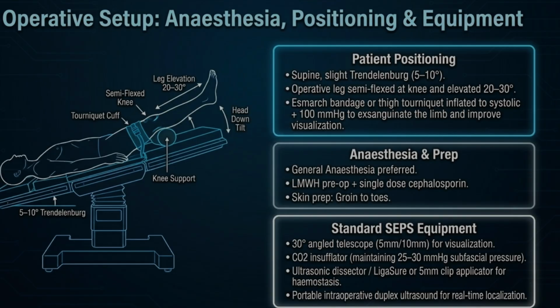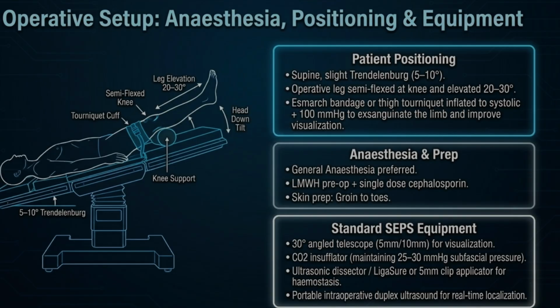An Esmarch bandage or thigh tourniquet is inflated to systolic pressure at 100 mm of mercury to exsanguinate the limb and improve visualization. Anesthesia and preparation. General anesthesia is preferred. Low molecular weight heparin should be administered preoperatively with a single dose of a cephalosporin. Skin preparation should be done from groin to toes.